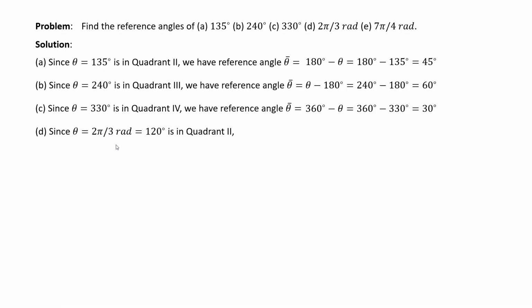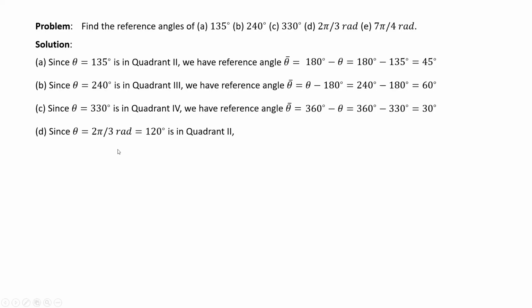Boom, done. Pi fourths is 45 degrees. What is 3 pi fourths? 3 times 45 degrees. What is 5 pi fourths? 5 times 45 degrees. What is 7 pi fourths? 7 times 45 degrees. So simple. Okay. Pi half is 90, pi thirds is 60, pi fourths is 45, pi sixths is 30. That is so simple to me.